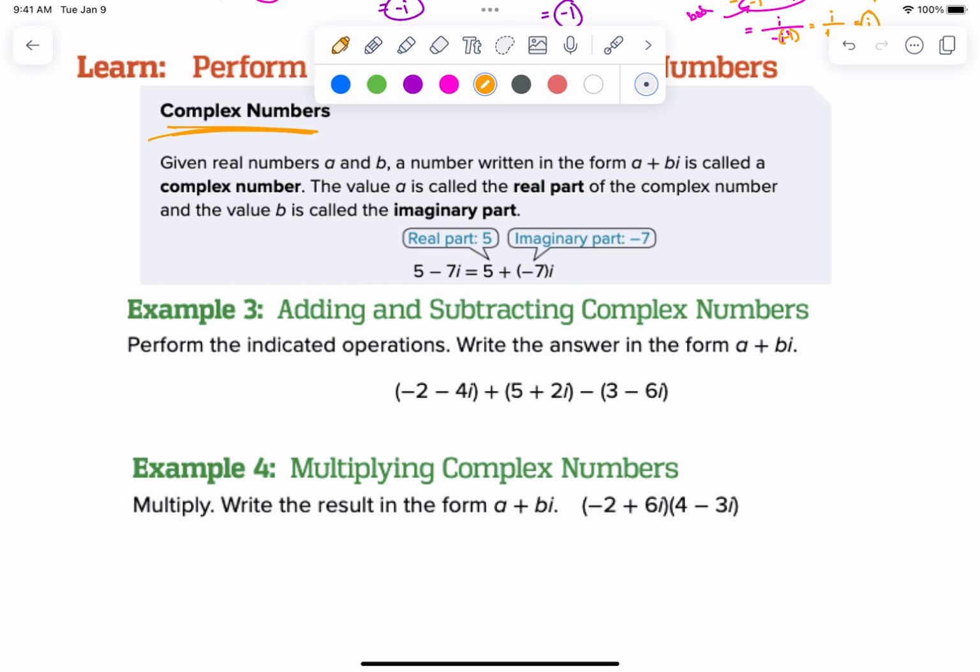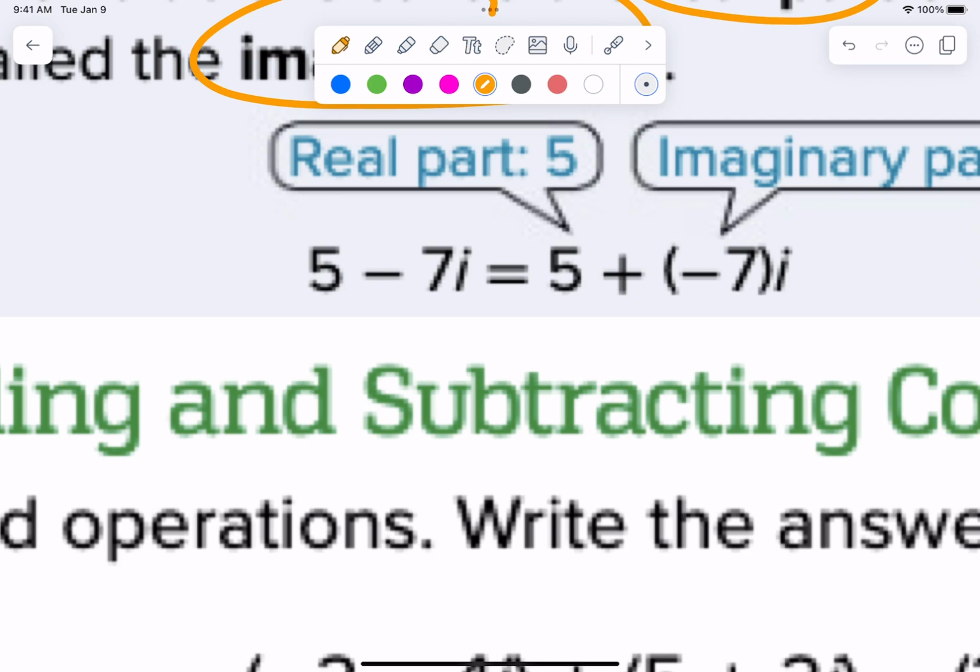Complex numbers will have a real part and an imaginary part. So like this one right here, 5 minus 7i. The imaginary part is the negative 7i. The real part is the 5. That doesn't have an I. Real versus imaginary, and together they make a complex number.